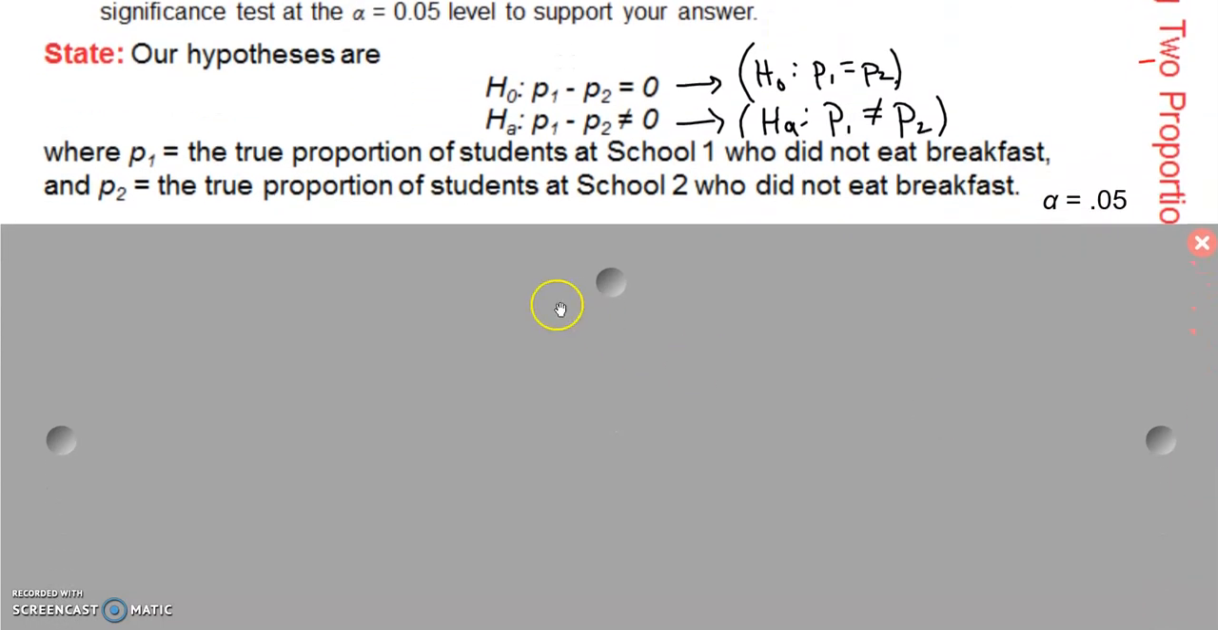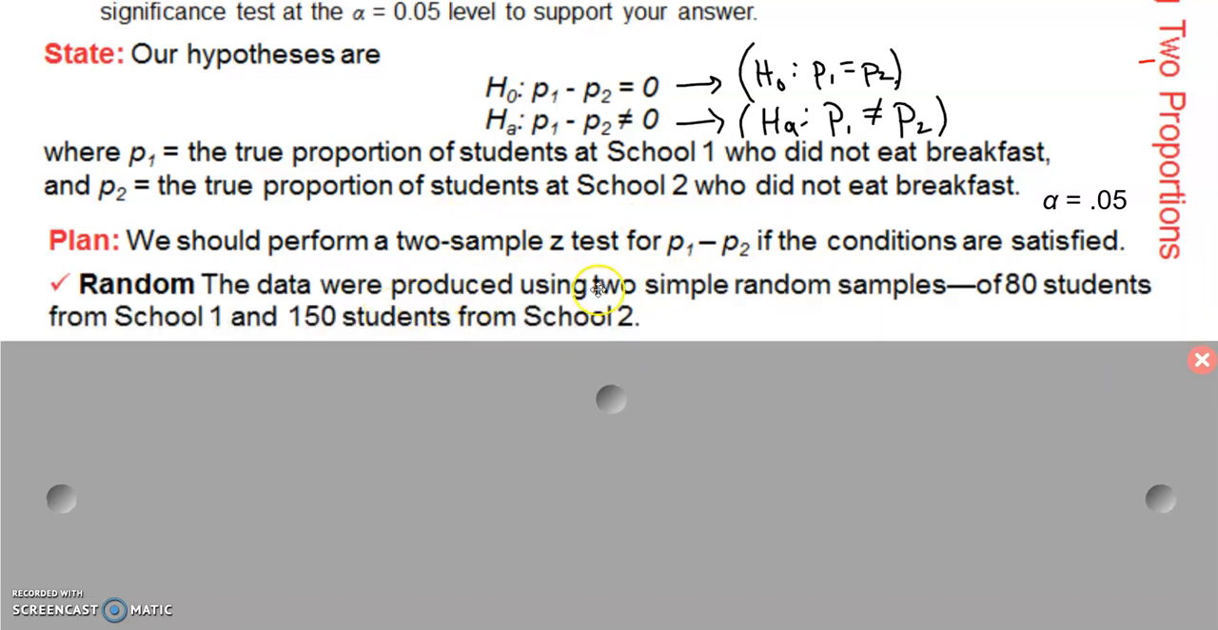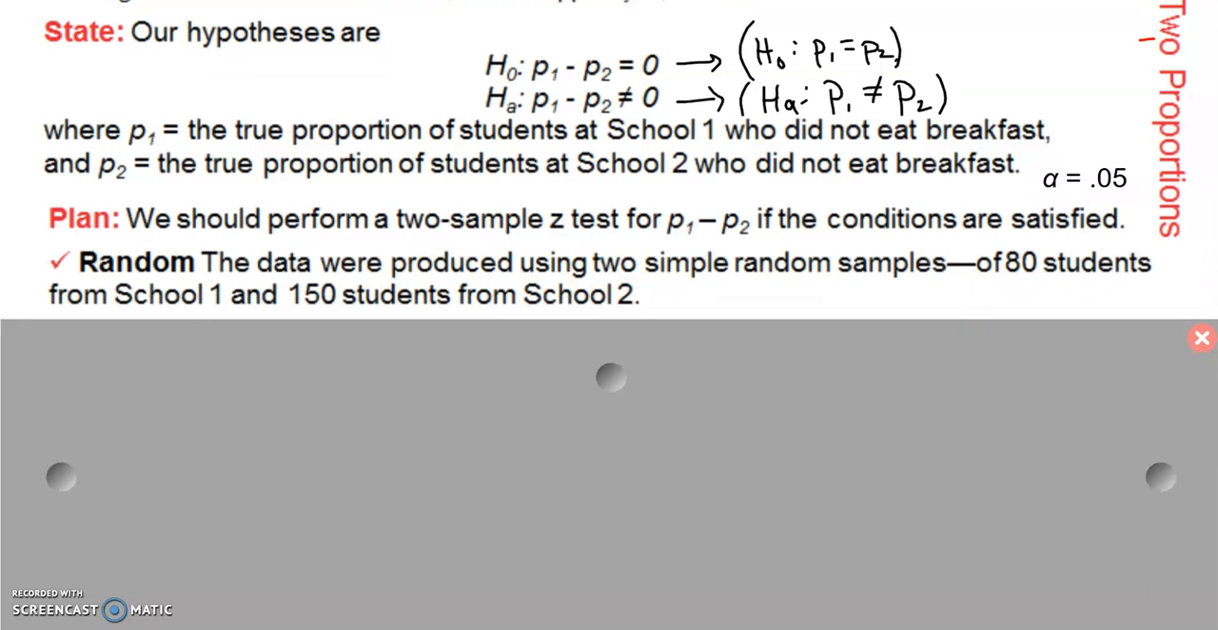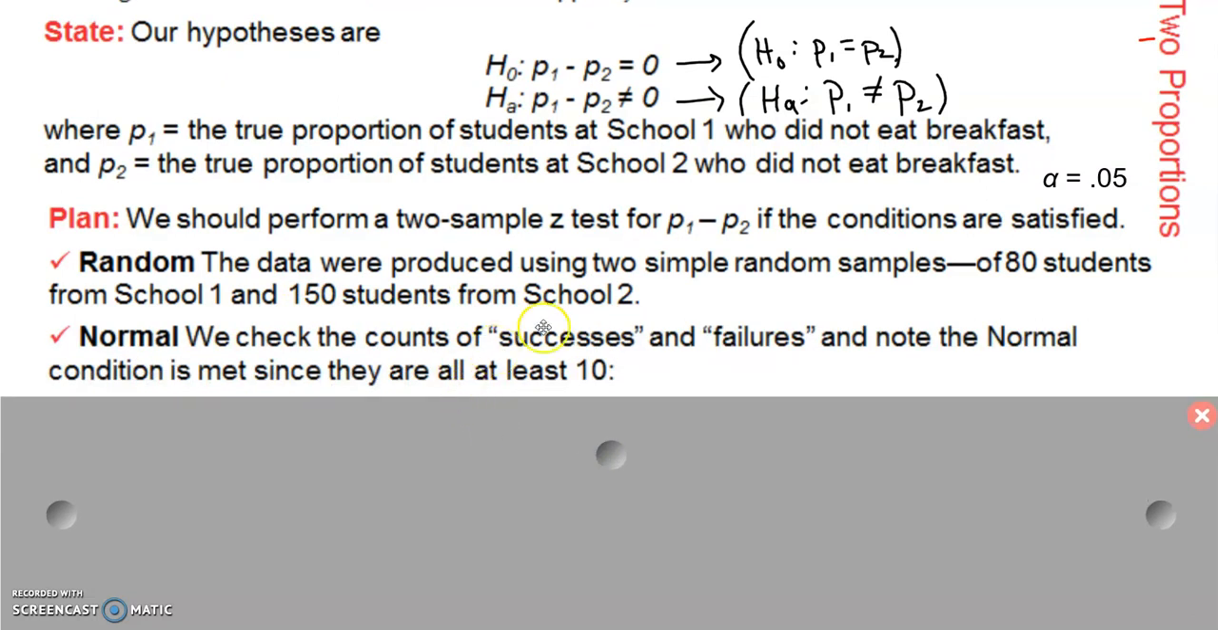Then we move on to the plan portion. So we name the inference method we're going to use, a two-sample z-test for P1 minus P2, the name of our inference method. We then check conditions. Random. Yes, we are told that there were 2 different SRSs performed, one at School 1, one at School 2. Normal. You have to check the number of successes and failures at each.